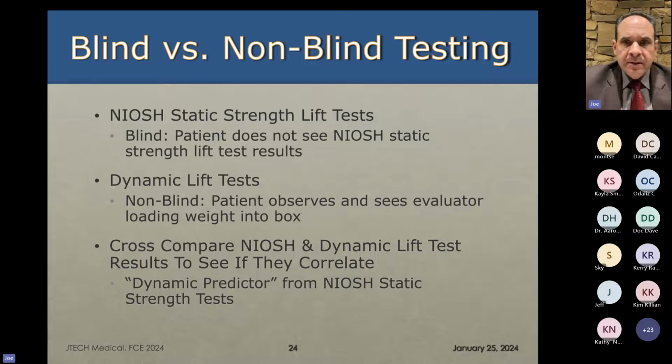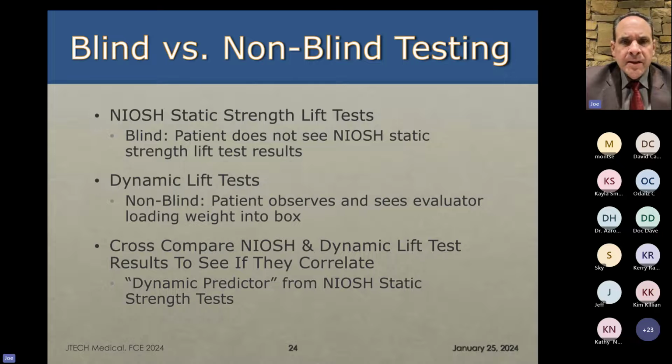Same idea, blind versus non-blind testing. Going back to that NIOSH static strength and lift test, the person doesn't know how much force they're putting in through that force gauge isometrically. When you load the box up, they don't know what's in that box. If they have just an empty box and perhaps they were your work conditioning patient and they know exactly how much weight is in there, they may intentionally, or maybe just out of fear, think: I have not lifted more than 40 pounds, so therefore I'm not going to be able to lift more than 40 pounds. So there's a little bit of this fear component as well.